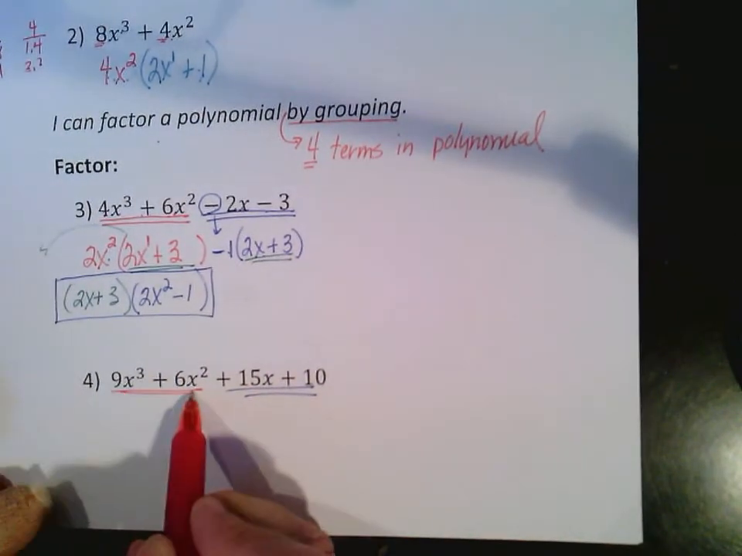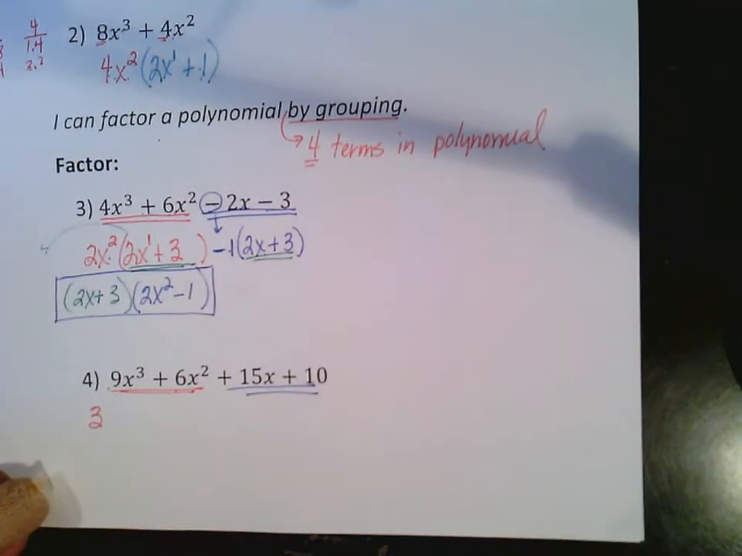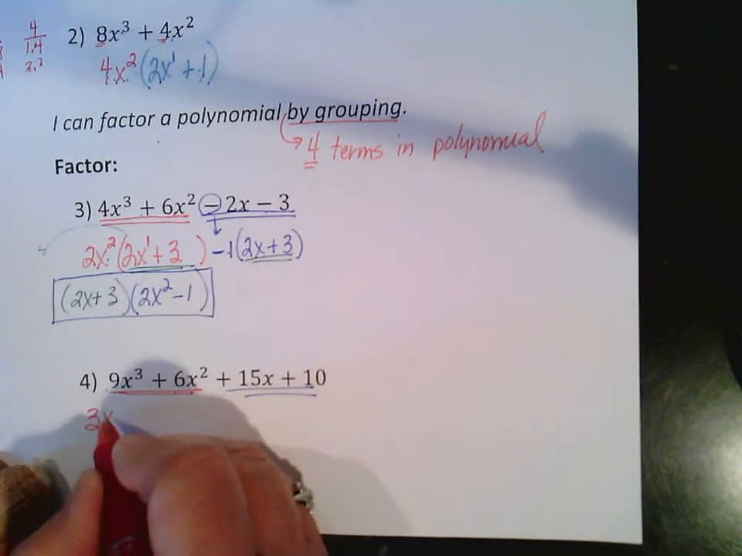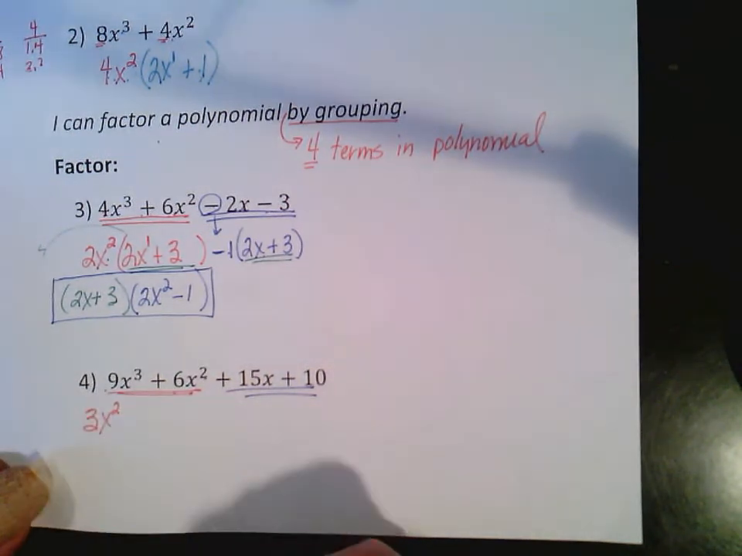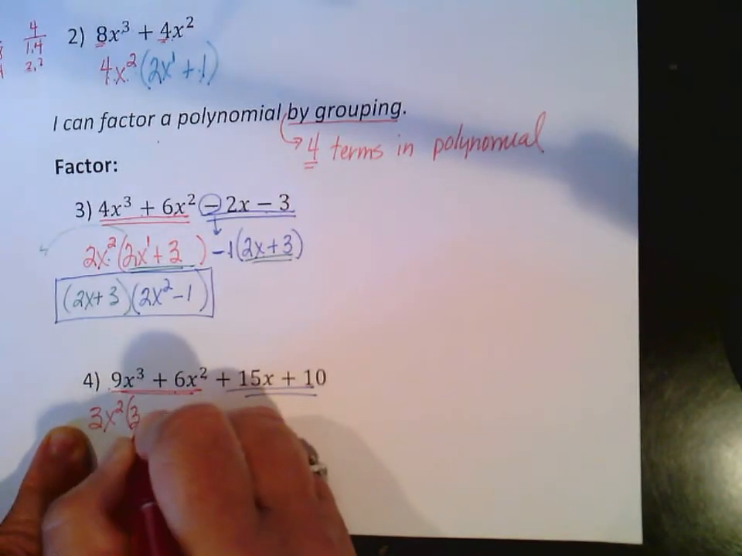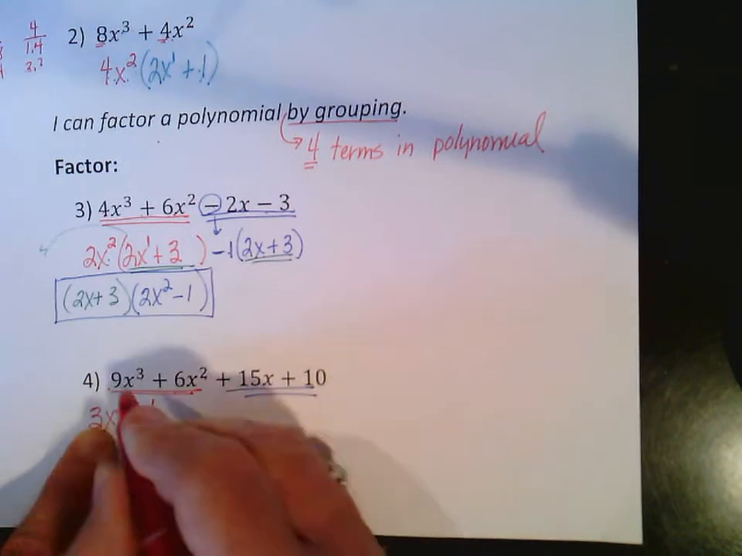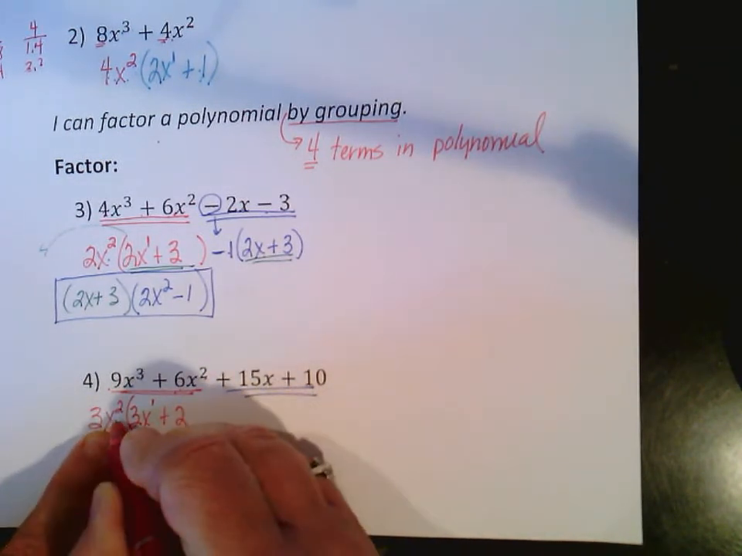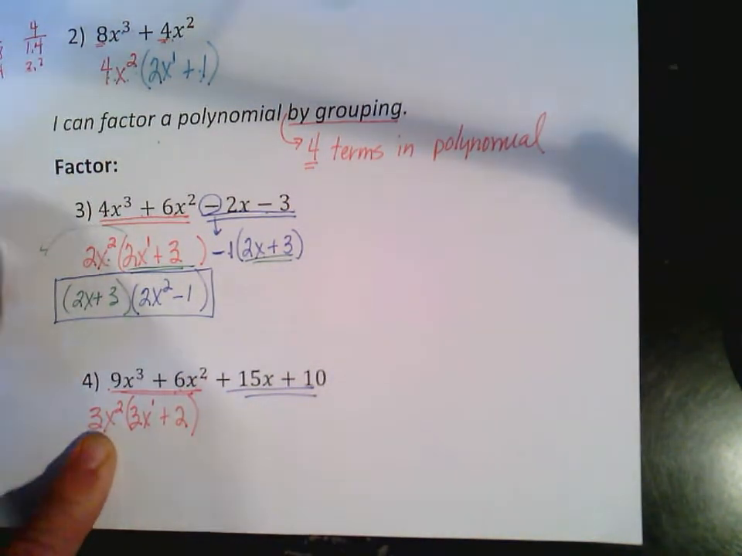9 and 6, the largest factor of both 9 and 6 is 3. I do have x's in both of those, so I'm going to take out an x. The exponent on that variable is going to be the smallest of these two, which is 2. Then, what times 3 gives me 9? 3. What times x squared gives me x to the third? I need one more. What times 3 gives me positive 6? That would be a plus 2. I have x squared. That's all I need. I don't need any more x's. Okay, so that's that first grouping factored.